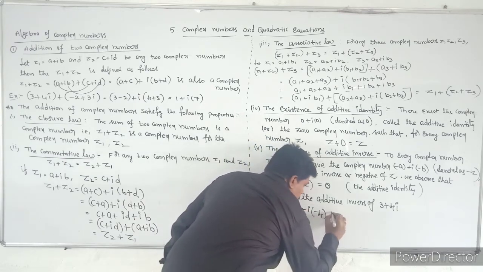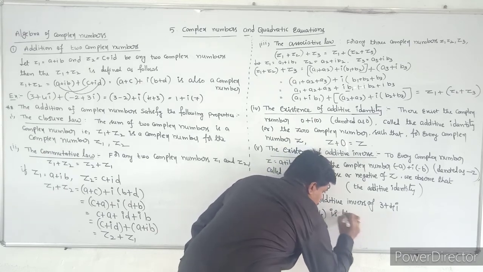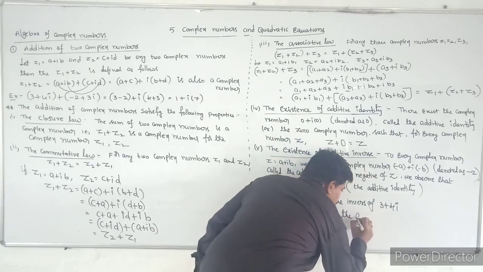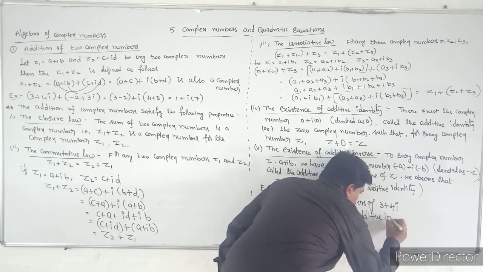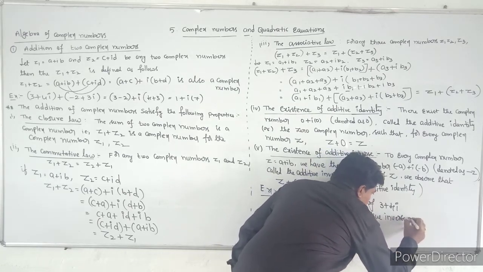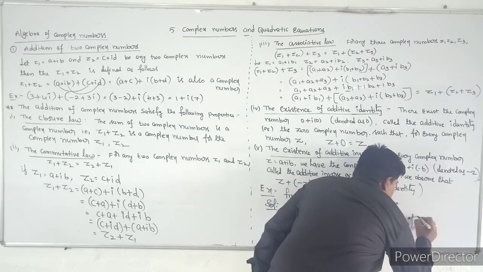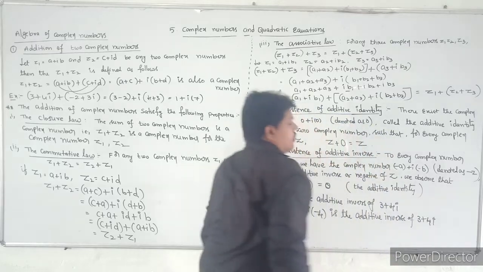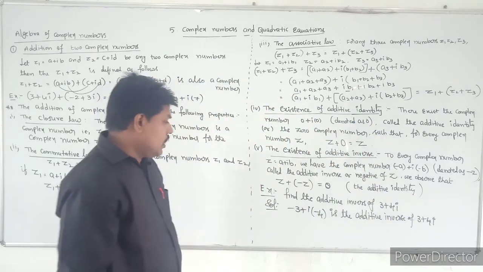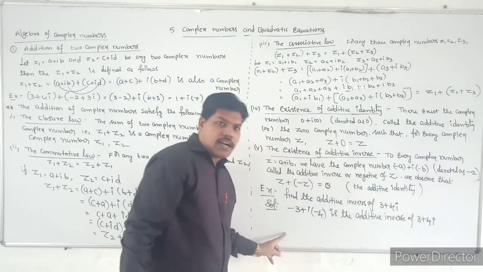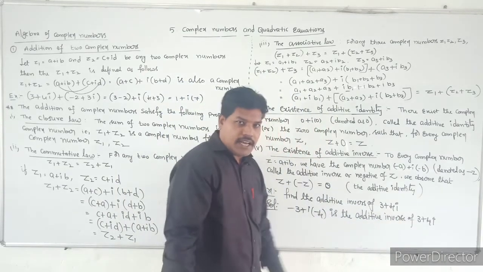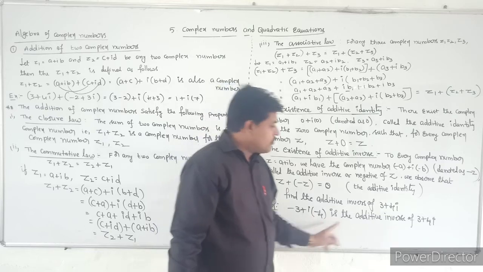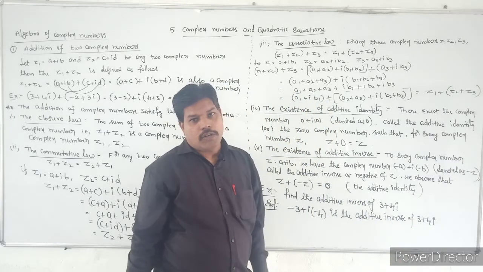Minus 3 plus i into minus 4 is the additive inverse of 3 plus 4i. Why? Because if you add these two, what will you get? It will give you the additive identity. Minus 3 plus 3 is 0, plus i into minus 4 plus 4. It will become 0 only.